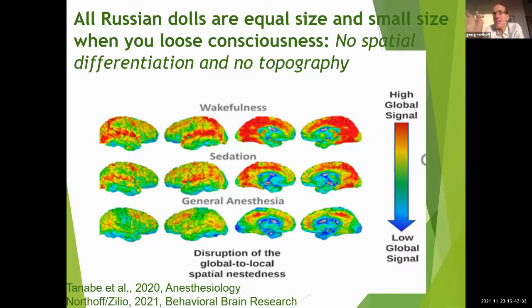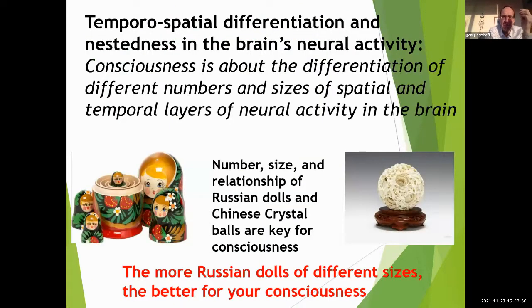Meaning, in more professional terms, the global signal and the global signal topography decrease, and you no longer have any differentiation in your topography between the different regions. Meaning you don't have any topography anymore. Remember, everything becomes the same. And imagine if the size of all the Russian dots are the same, you don't have a nest anymore, and basically you don't have a Russian dot anymore, meaning you have no consciousness anymore.